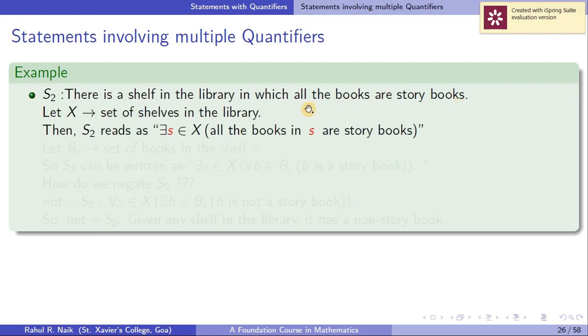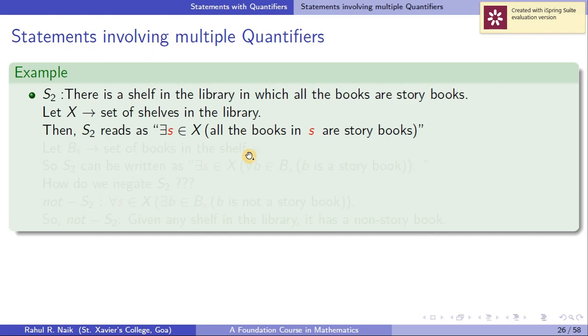So we write it in this way: there exists S in X such that all books in S are storybooks. Now again, if you look at the property, it itself contains a universal quantifier. What you are saying is that all the books in S are storybooks, so you are referring to the books in S. The set of context will be the books in the shelf S, and we will again use a notation which is dependent on this S.